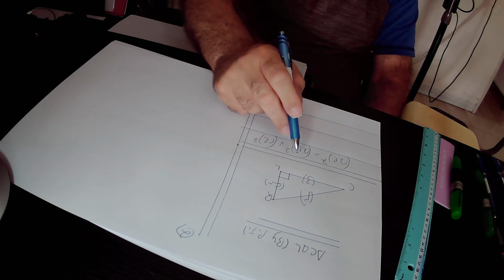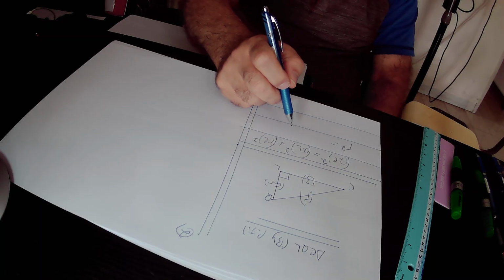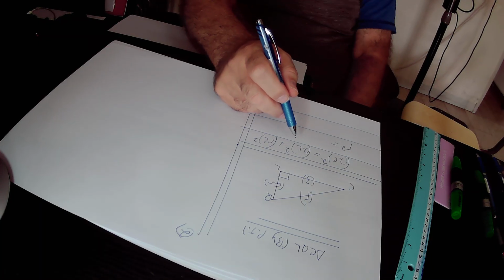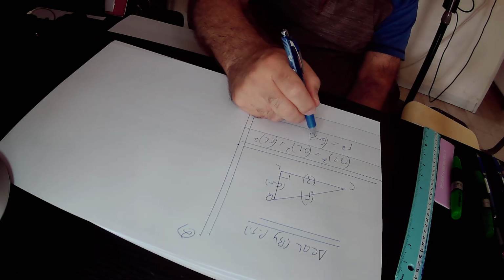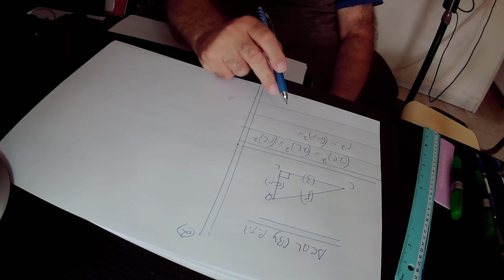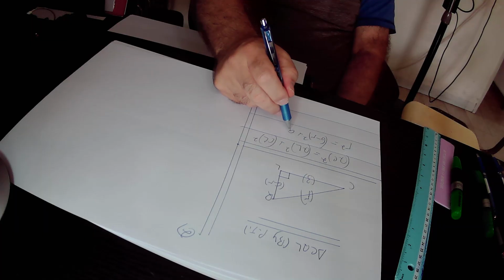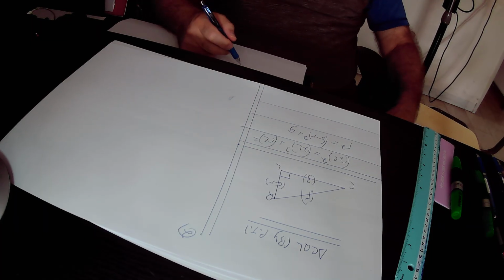QC is R, therefore QC squared is R squared. And it equals QL squared. QL is 6 minus R, therefore QL squared is (6 minus R) squared, plus CL squared. CL is 3, therefore CL squared is 3 squared, that is 9. So in total, we found that R squared equals (6 minus R) squared plus 9.